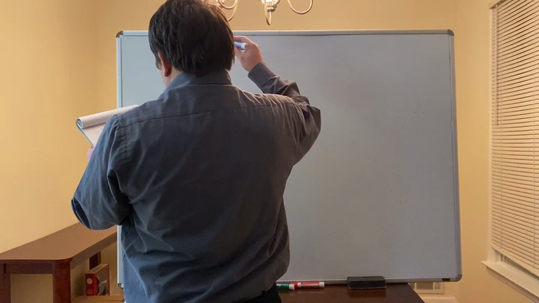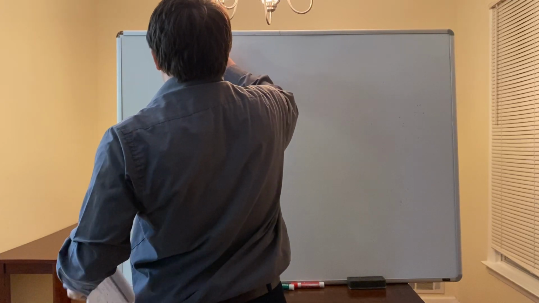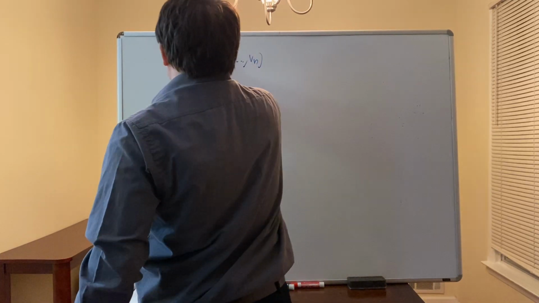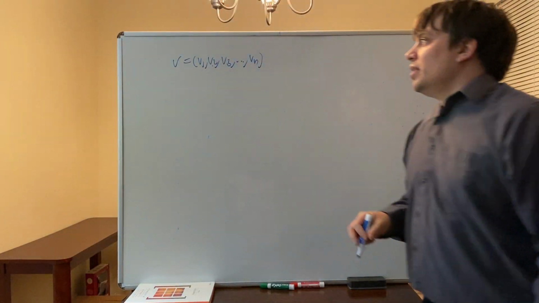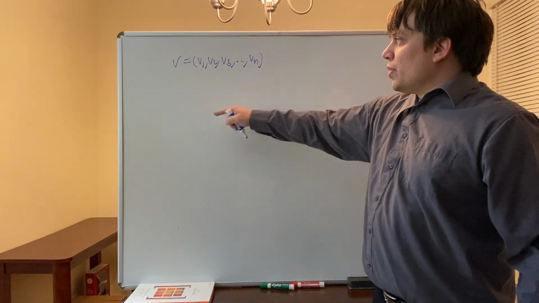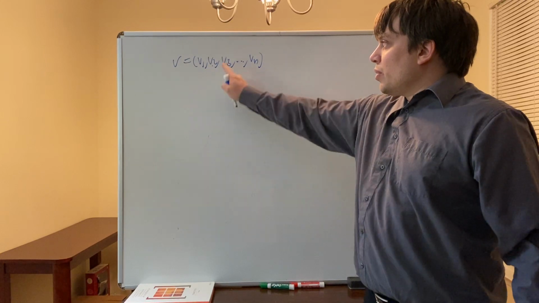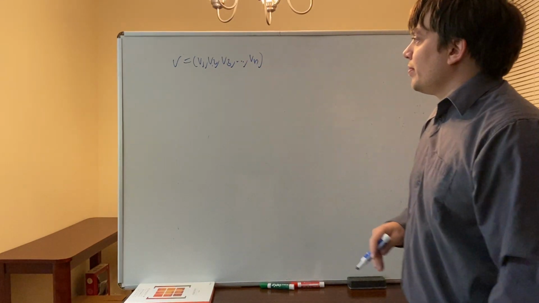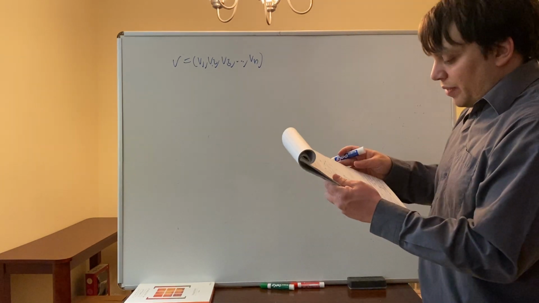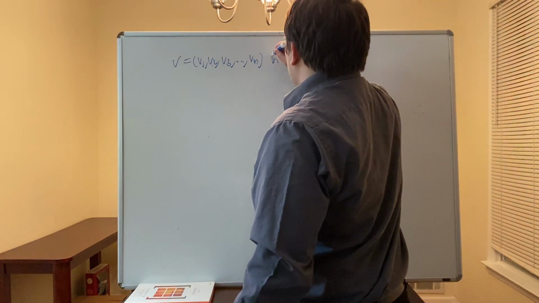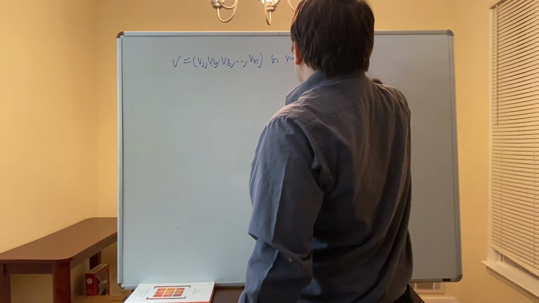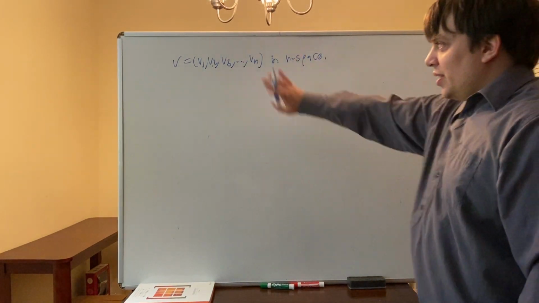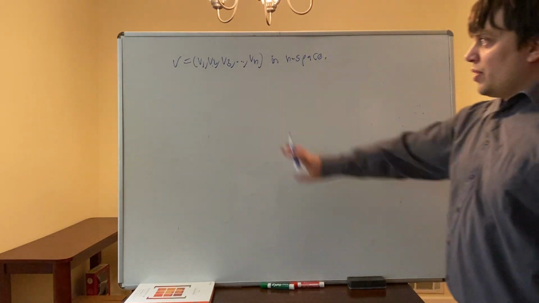Let's say we take a vector with n coordinates, v1, v2, v3, dot, dot, dot, vn. This is our vector v, where each of these are the components of v: the first component, the second component, the third component, up to and including the last, nth component. So that's our vector v, and this vector v is in n space. It's an n-dimensional space. It has n components.